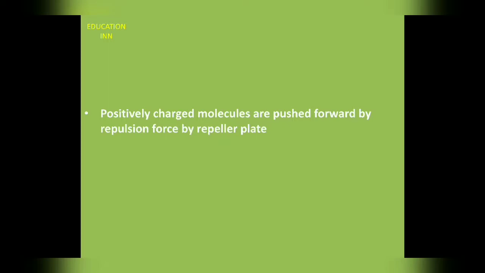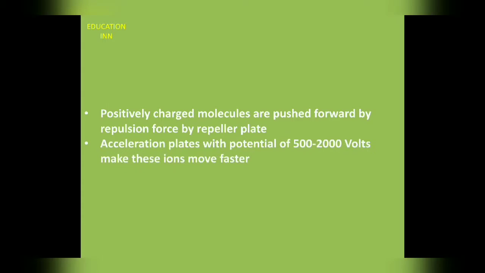Positively charged molecules are pushed forward by the repulsion force of the repeller plate, because positive ions have positive charge and the repeller plate also has positive charge. Accelerating plates with a potential of 500 to 2000 volts make these ions move faster, but they do not pull them in. They attract them, but the ions break these forces. Then there comes the magnetic field.